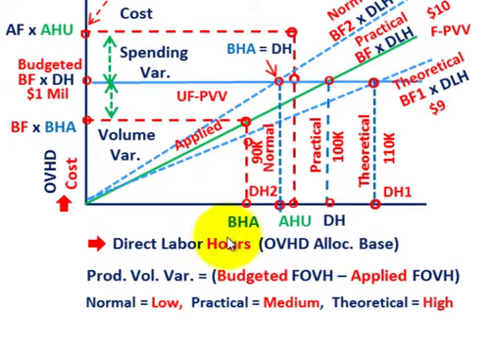And then just remember, the normal capacity level had a low production volume variance. Practical had a medium production volume variance, and the theoretical had a very high production volume variance. One other thing we didn't look at was the planned capacity production variance, but that would be worked off the master budget, and again, that would have a very, very low production volume variance. Okay, so that'll summarize our discussion.